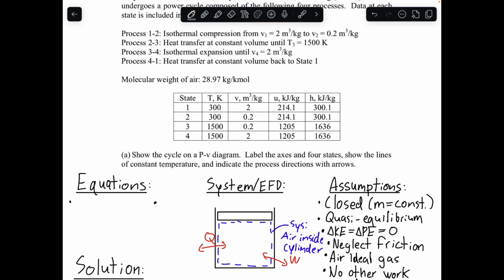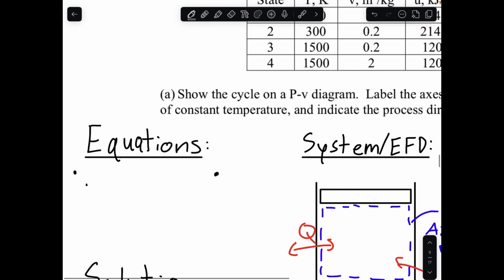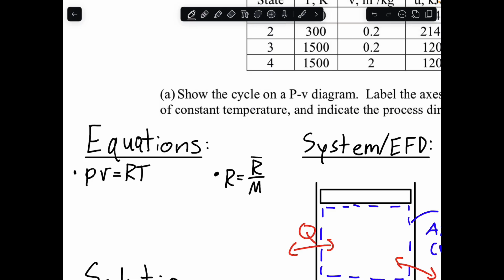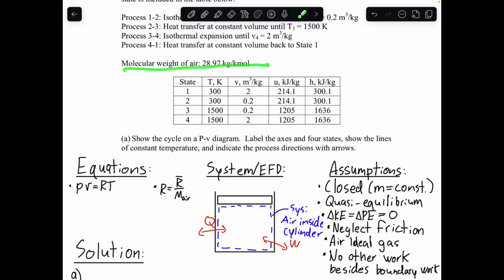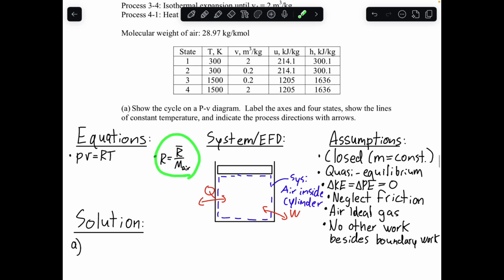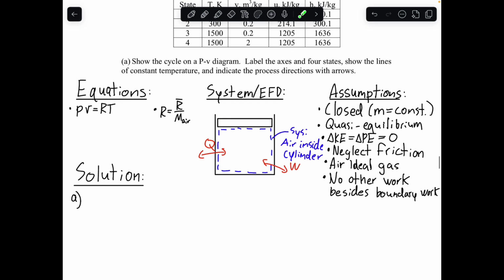So we will have PV equals RT, and R equals R bar over the molecular weight of air. And again, that is given right here. It's 28.97 kilograms per kilomole Kelvin. Okay, so we can just use these two equations to solve for the pressure at each state, and then we'll be able to plot our points. So we'll go down there and write it out.